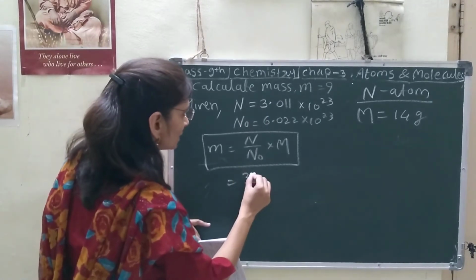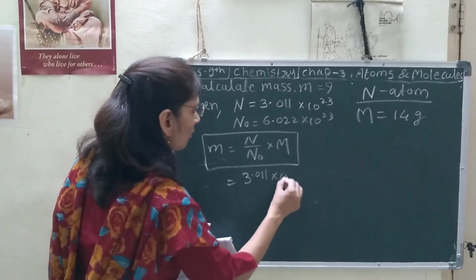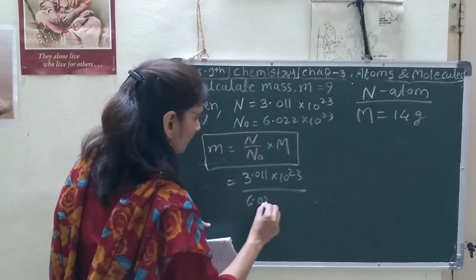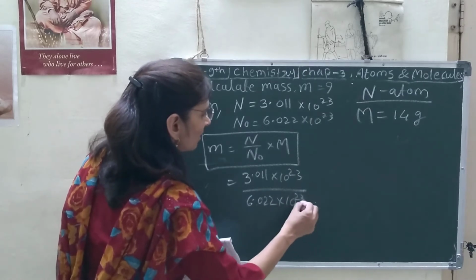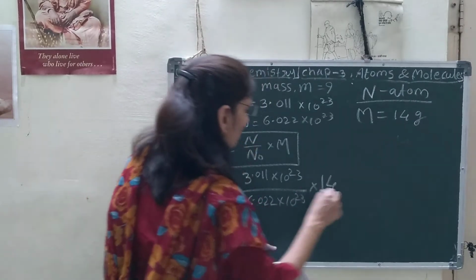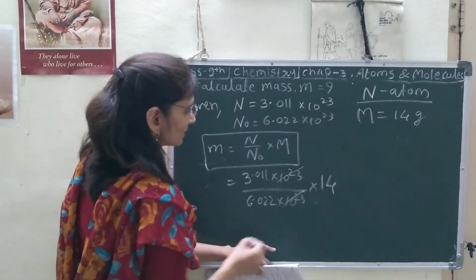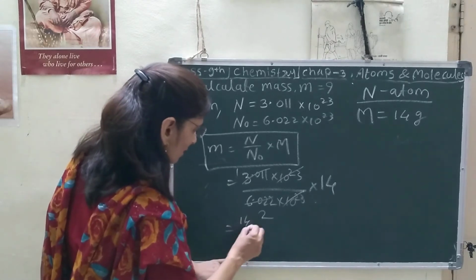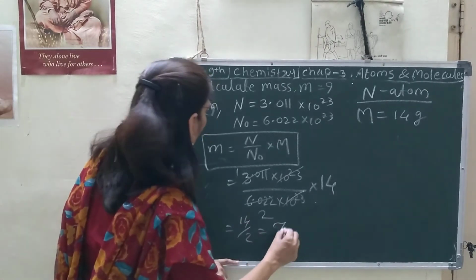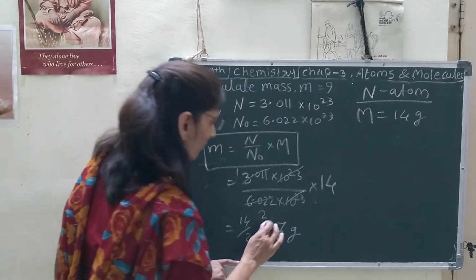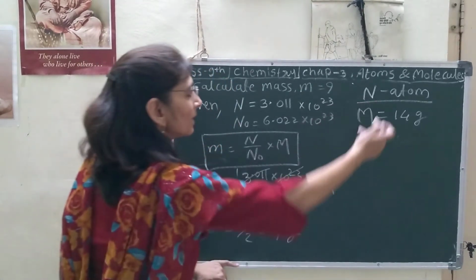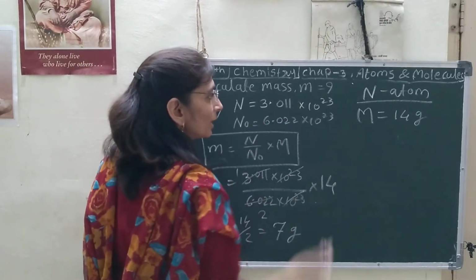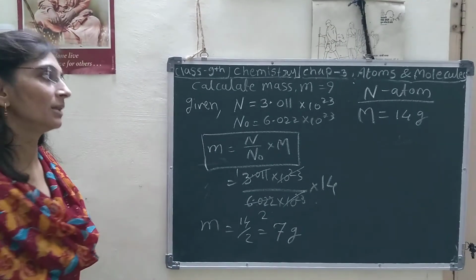Here n is equal to 3.011 into 10 to the power 23 upon 6.022 into 10 to the power 23 multiplied by capital M, that is 14. So these will be cancelled out. What will be 14 divided by 2? So 7 gram will be the mass of that N atom, where particles are given equal to 3.011 into 10 to the power 23. Okay.